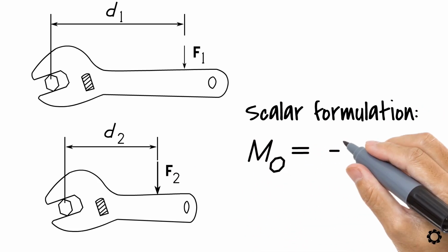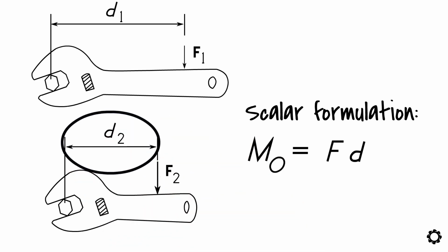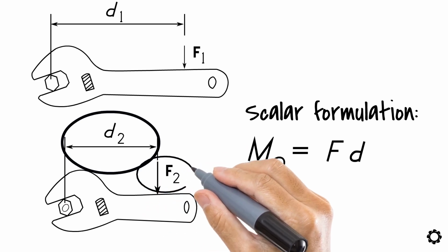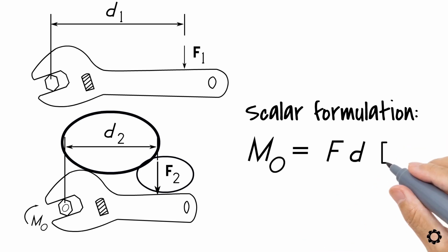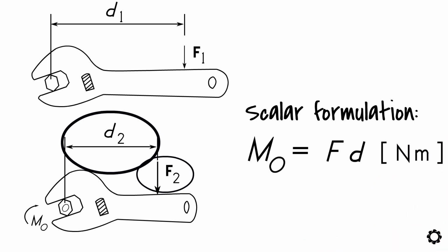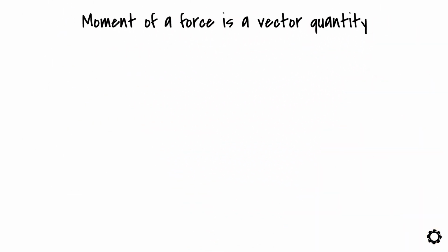M_O equals F times d, where d is the moment arm or perpendicular distance from the axis at a certain point O, and F is the applied force. The unit of the moment magnitude is derived from the units of the force and the distance, which is Newton meters. As some of you may have already figured out, the moment of a force is a vector quantity because instead of having only a specified magnitude, it also has a direction.